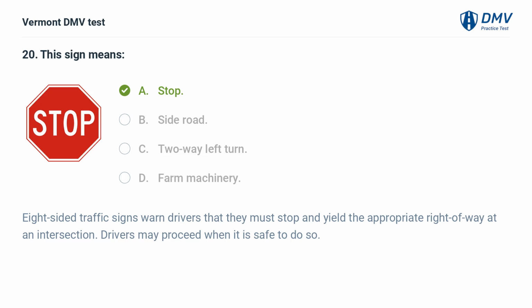8-sided traffic signs warn drivers that they must stop and yield the appropriate right of way at an intersection. Drivers may proceed when it is safe to do so.